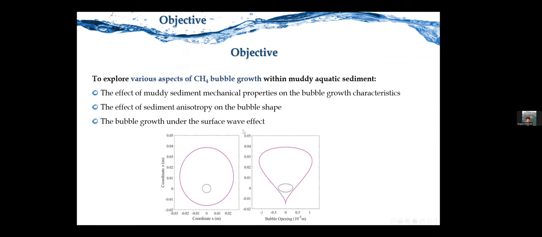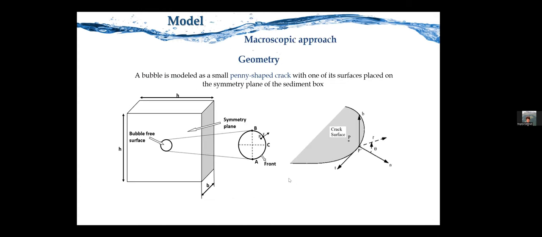And the objective is to explore various aspects of methane bubble growth within muddy aquatic sediments. I will focus on three very different aspects related to the bubble growth stage. First one is the effect of muddy sediment mechanical properties on the bubble growth characteristics. Second one is the effect of sediment anisotropy on the bubble shape. And the third one is bubble growth under the surface wave effect. All the studies were performed with modeling.